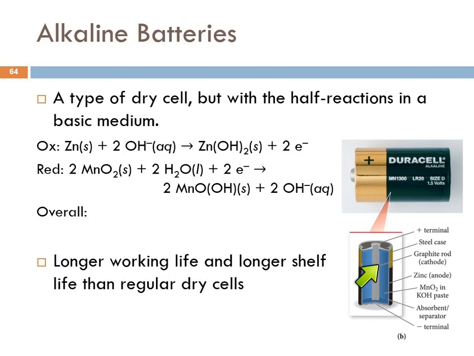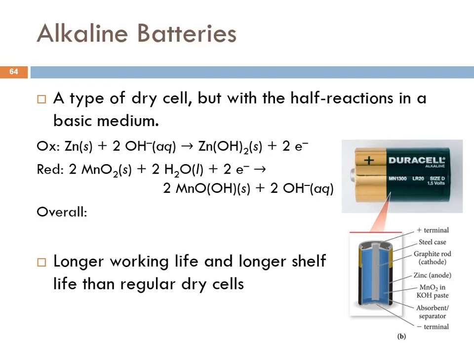So here we have, again, the zinc anode on the outside and a graphite rod for the cathode. That's the little button part, right? And down here, we've got the terminal being the zinc. And then inside, we've got the manganese 2 oxide in here, but now it's in a potassium hydroxide paste instead of an ammonium chloride paste.